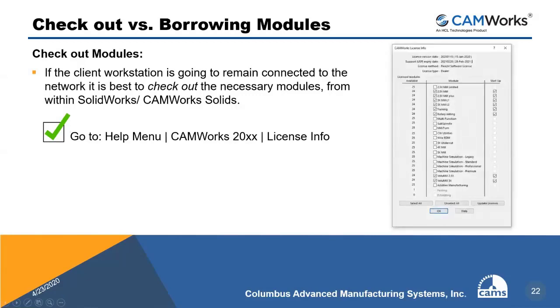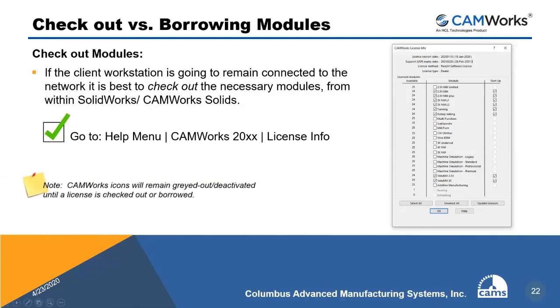And then that's done by going to the Help menu, CAMWorks, License Info, and this window will pop up, and you'll see all the available modules in the list, and you literally go down here, check the ones you want, hit Update Licenses, and you can check out that license you want to use. So it'll check it out, just like you would check a book out of the library, and obtain that license from the hosting computer, the server license.